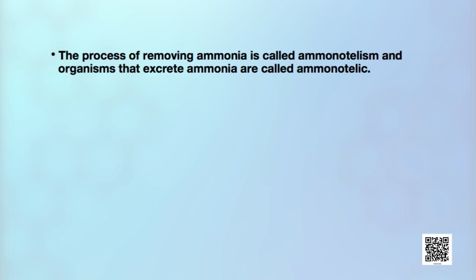Excretion is the process by which the waste products produced during metabolic activities are removed from the body. The waste products include ammonia, uric acid, urea, carbon dioxide and ions like chloride, phosphates and sulfates. Ammonia is the most toxic and uric acid is the least toxic. The process of removing ammonia is called ammonotelism, and organisms that excrete ammonia are called ammonotelic. Examples are bony fishes, aquatic amphibians and insects.